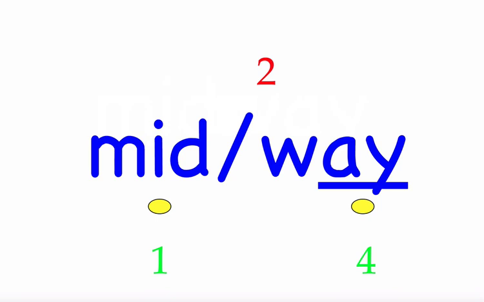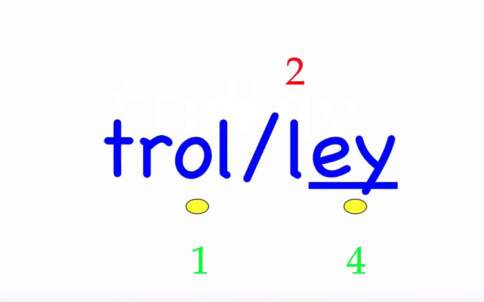Row 6. Trolley. We took the trolley to the museum. Trolley. Troll, four sounds. T, R, A, Ul. Lee, two sounds. Ul. E. Trolley. Mark the word.